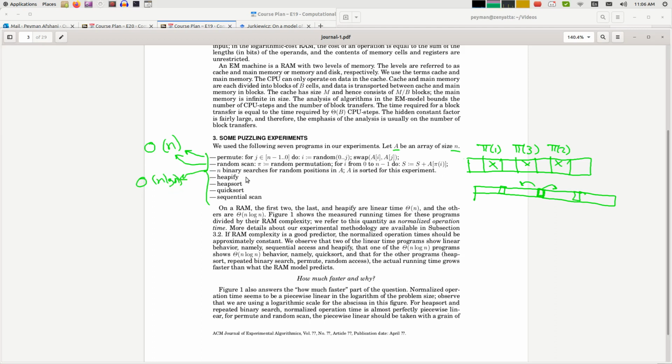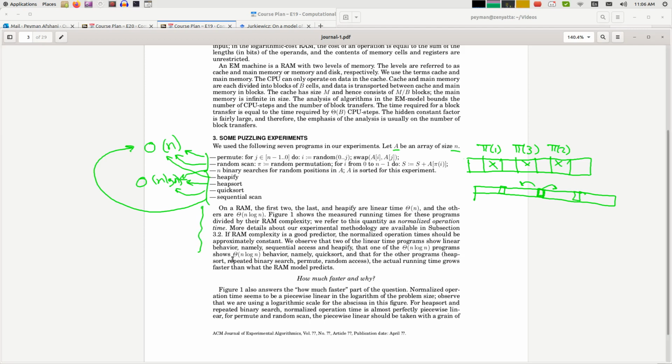Heapify: if you remember, it's a process used in, let's say, heap sort, and Heapify is a linear time algorithm. Heap sort, we've looked at it in the exam before, is O of n log n, but we know from the lectures that it doesn't have good cache behavior because it doesn't respect memory hierarchies. Quicksort is also O of n log n, and sequential scan is obviously linear time, because you just go through the array. And over here, they basically explain what I just did.